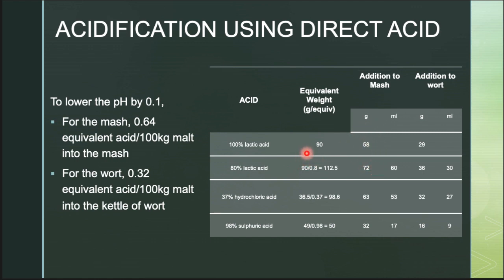Similarly, if the lactic acid is only 80%, the equivalent weight would be 90, this value here, divided by 0.8 as the purity, which gives 112.5. So if you are using 80% lactic acid to reduce the pH of the mass by 0.1 unit, you need to multiply the equivalent weight of this 80% lactic acid, which is 112.5, by 0.64, which gives 72 grams per 100 kg of malt. If your mass is of 1 ton of malt, you have to use 720 grams of 80% lactic acid. The same calculation applies for other acids and for the application in wort.